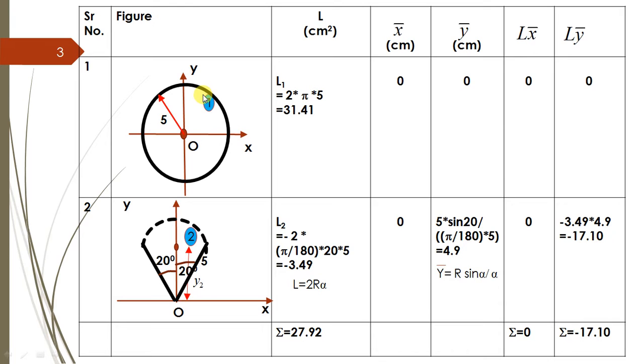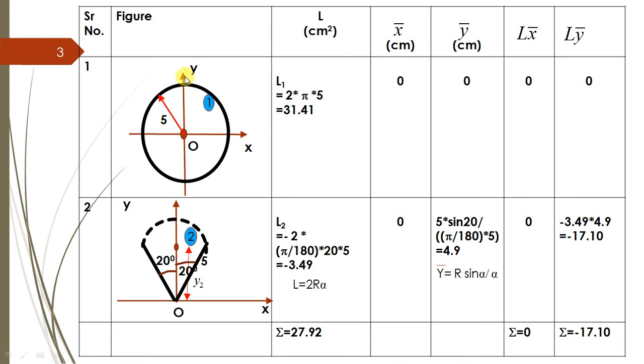So let's find out the length of total wire or bend. This length is nothing but the perimeter, that is 2 pi r. So r is here 5 centimeter, so you will get the length 31.41 centimeter. This is the total length of the wire.